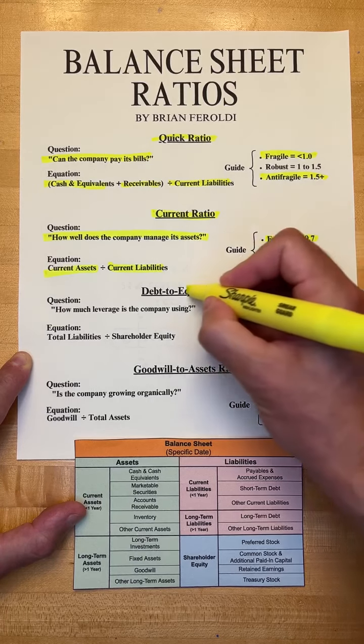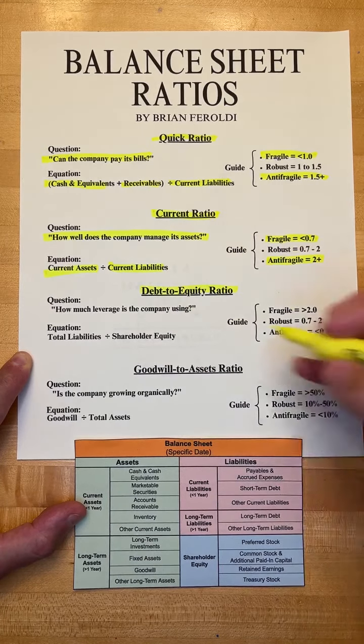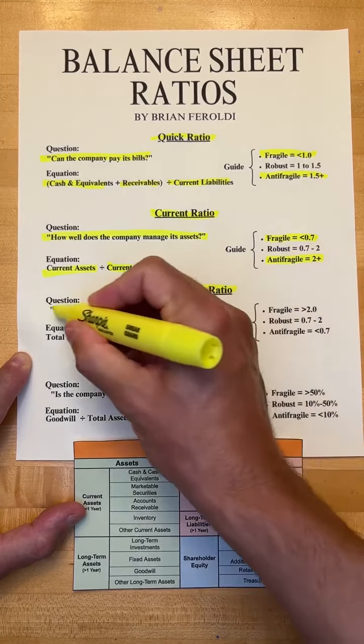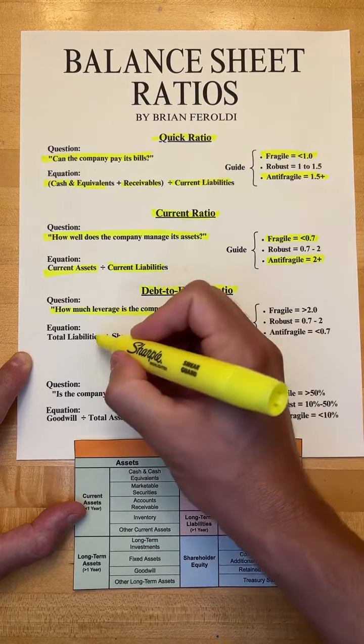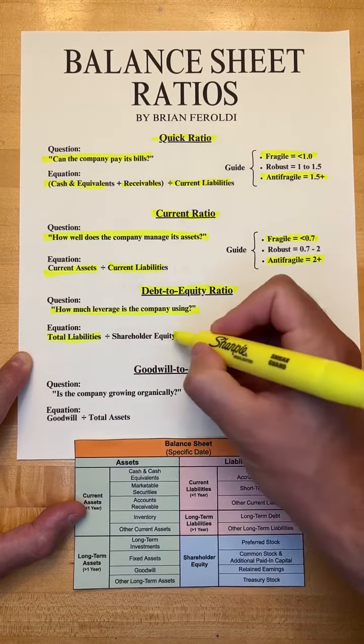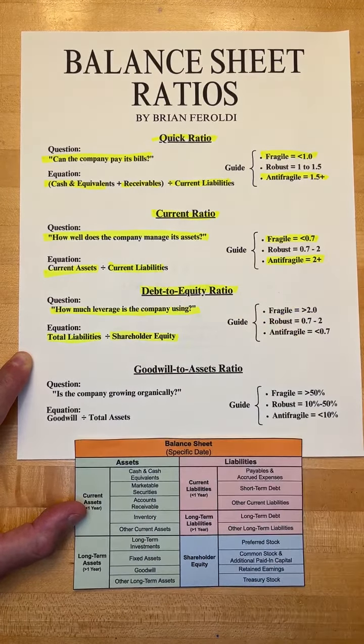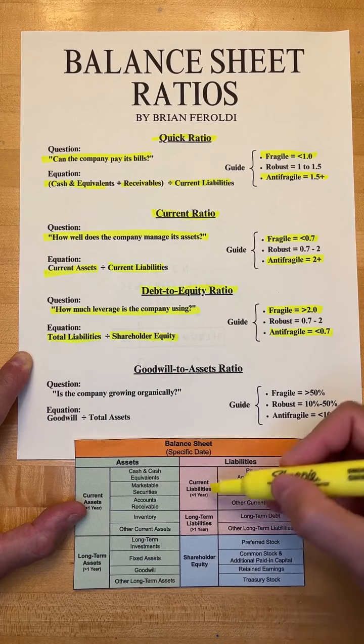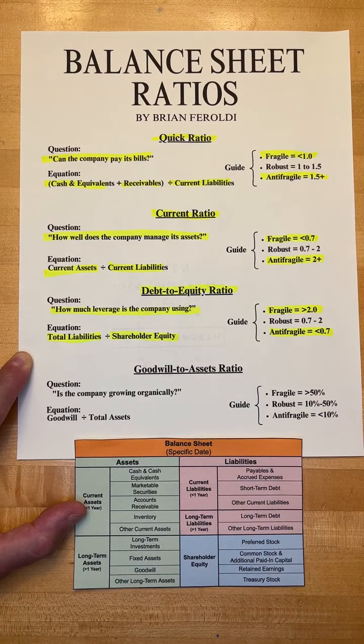Next is the debt to equity ratio. This ratio answers the question, how much leverage is the company using? The equation here is total liabilities divided by total shareholders' equity. If this number is above 2, that means there's more debt liabilities than equity and the business is fragile. If it's below 0.7, that means there's more equity than there is liabilities and the business is anti-fragile.